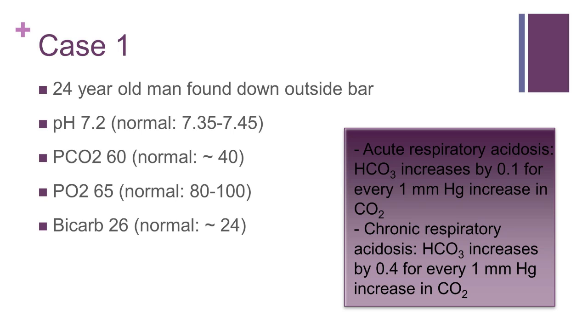Recall from our previous lecture that in an acute respiratory acidosis, bicarb rises by 0.1 for every 1 millimeter mercury increase in PCO2, and in a chronic respiratory acidosis, the bicarb rises by 0.4 for every 1 millimeter mercury increase in PCO2. This patient's CO2 is 20 millimeters of mercury higher than we would expect, right? If this is an acute process, the bicarb should rise by 0.1 times 20, or 2. If this were a chronic respiratory acidosis, the bicarb should be elevated by 0.4 times 20, or 8.